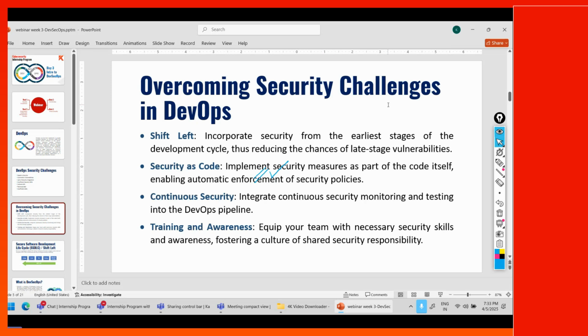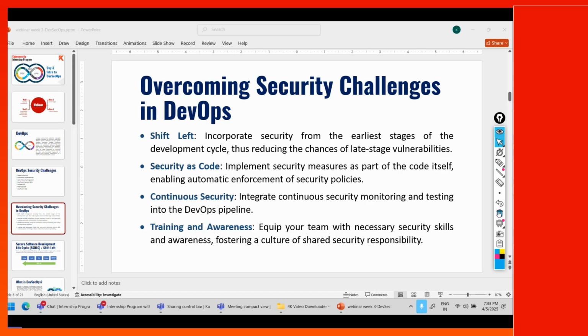So how do we overcome this scenario? There are multiple things we can do. One is the shift left approach, security as code, continuous integration, and training and awareness. These are multiple steps that we can take to overcome this situation.